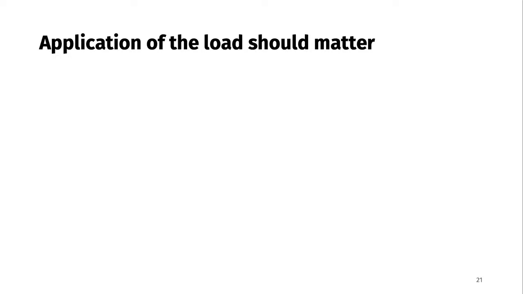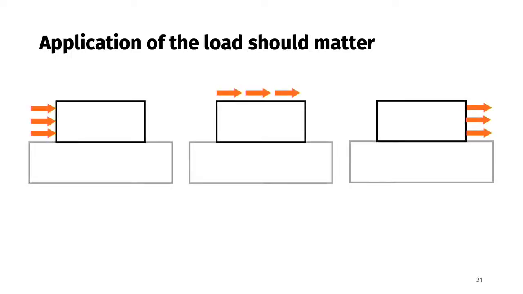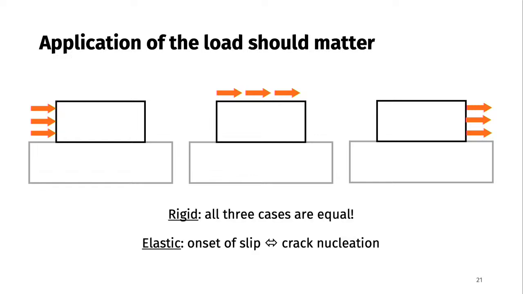Now, it's important to understand why these waves form. We know that if they're propagating, we can describe how they propagate, but the application of the load should matter. So let's say I have three cases. I have one case where I push on the left edge, one case where I slide on the top edge, and one case where I pull from the right edge. The bottom body is always rigid. If the body on top was rigid, then all three cases are identical.